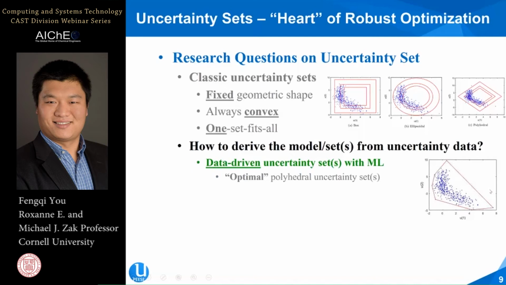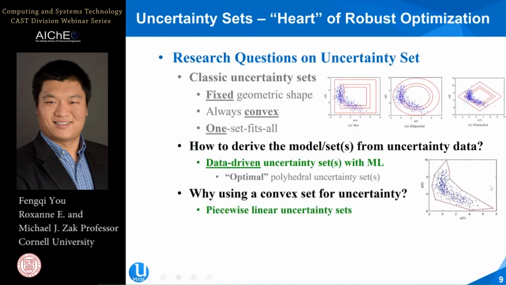The next question is, why do we always need to use a convex set for uncertainty? Of course, a convex set is easy to solve, but looking at this example, we have a polyhedral set, which is convex, but maybe a non-convex set like this would be better, because it could really capture what's going on in the data, capturing the data structure and the data complexity. So maybe you could think about something like a piecewise linear uncertainty set. Even if it's non-convex, it could be better.